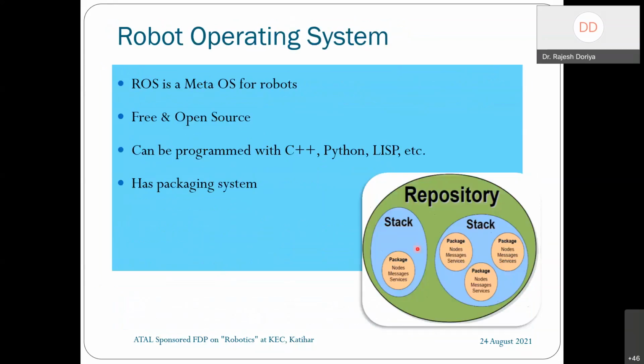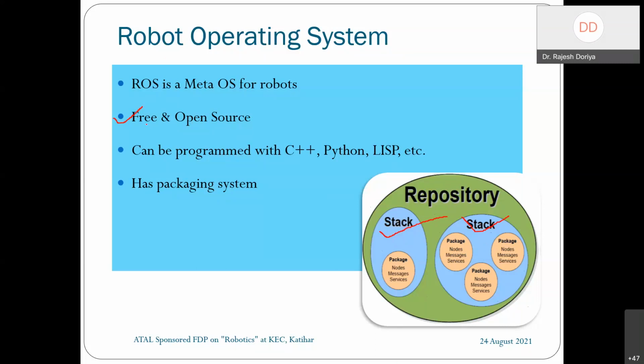This is how the packaging system of ROS looks, which has already been discussed. We can see a number of stacks which make a repository, and in every stack we have a number of packages, and each package consists of nodes, messages, and services. Again, in brief, ROS is a meta OS for robots. It is free and open source. This is the most important point regarding the robot operating system, that one can play around with its code. That is a very beautiful thing.